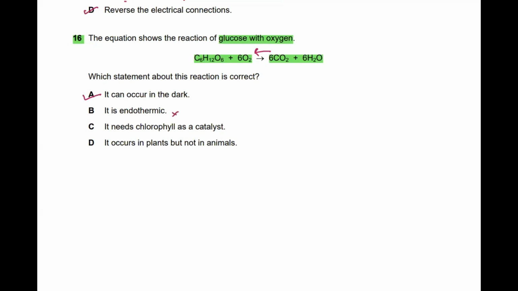It needs chlorophyll as a catalyst. A catalyst is needed for photosynthesis, which is the reverse of this. It occurs in plants, but not in animals. This happens in animals also because it's respiration. So that is again wrong. So the correct answer is basically A.